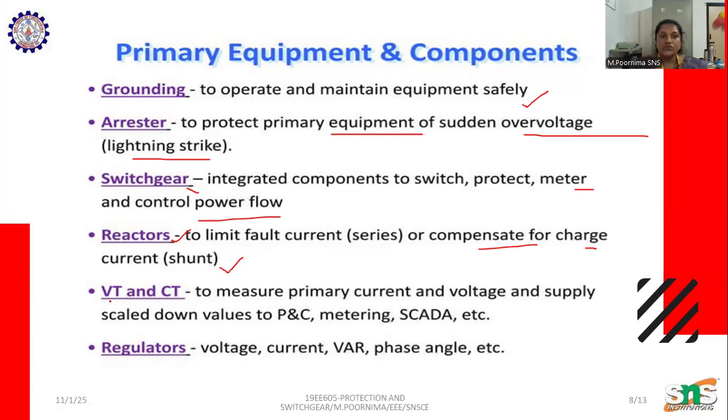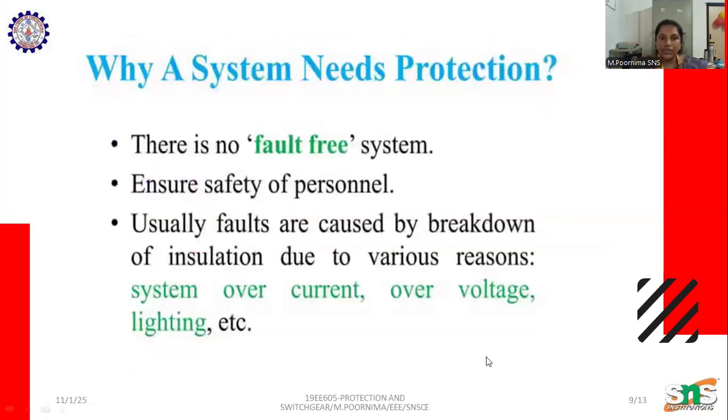Next are VT and CT, the voltage transformer and current transformer, to measure primary current and voltage and supply scaled-down values to protection relays, metering, SCADA, etc. Next are regulators, for voltage, current, voltage VAR, and phase angle, etc. So these are some of the primary equipments.